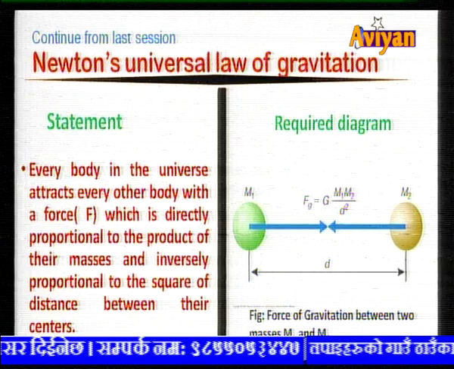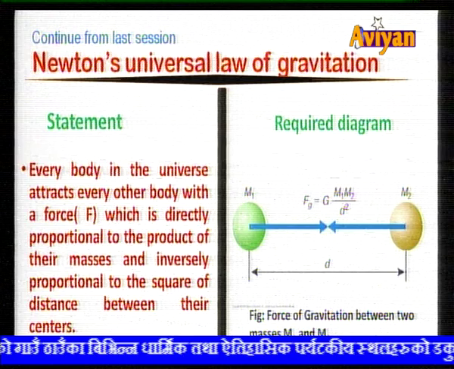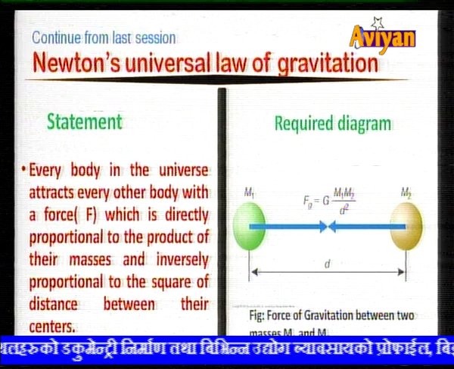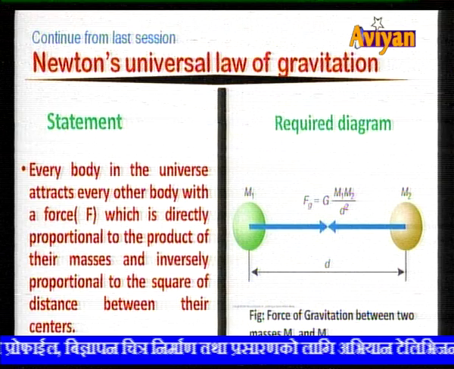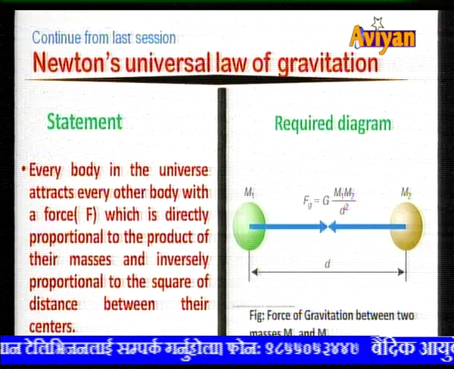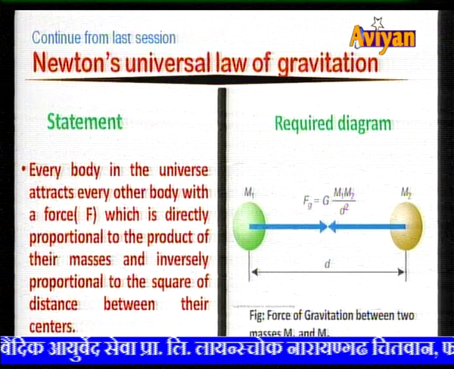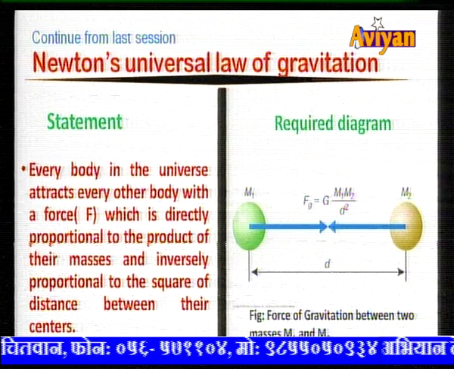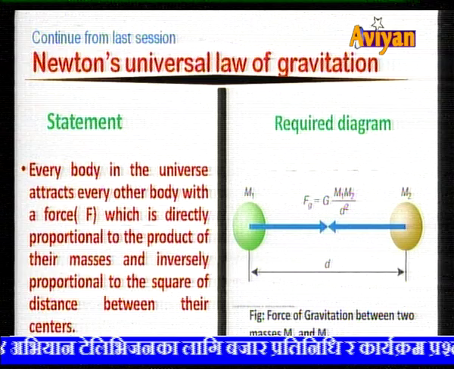The arrows pointing at each other show the force of gravitation that exists between them. That is why they pull each other. The distance between them is indicated by small d just down. That small d indicates the distance between them from their centers. And just on top, you can see the formula propounded by Newton's universal law of gravitation. F means force of gravitation equal to capital G. I'll explain what capital G stands for later. M1 means mass of first body, into M2, upon d square.